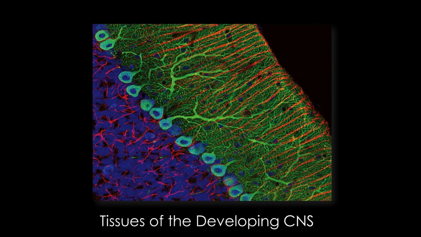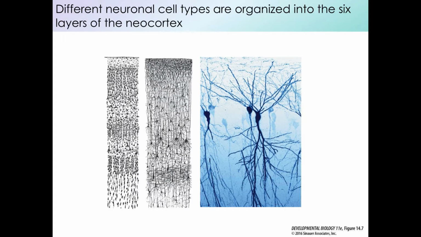Let's now look at how different tissues of the developing central nervous system become organized. The neurons of the brain are organized into layers, which are known as lamina. They're also organized into clusters, which are known as nuclei. The neurons within the same nucleus or cluster make similar connections and have similar functions.